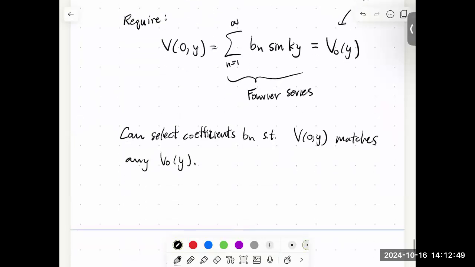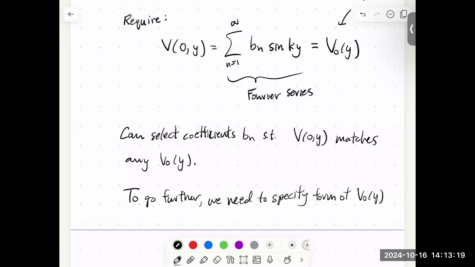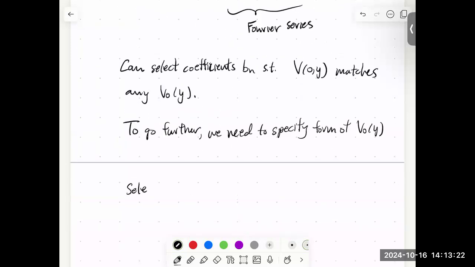Okay, so in order for us to go further, we actually are going to have to specify the functional form of v naught of y. And what we're going to do is we're going to choose it to be a constant just to see what it looks like. Okay, so to go further, we need to specify the form of v naught of y. So let's select, for simplicity, v naught of y is just equal to v naught, right? It's a constant.